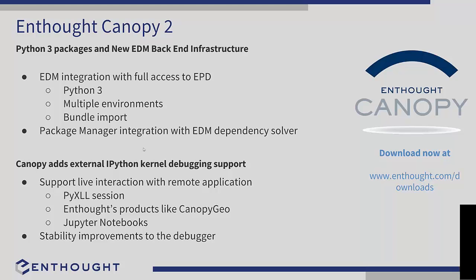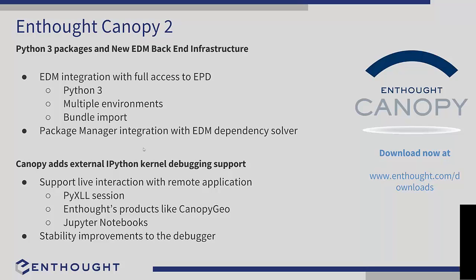Another more common use case would be debugging a Jupyter notebook. Jupyter notebooks are great, but for debugging, they're not exactly the right thing to interact with. So what you can do is connect your Canopy installation to the running notebook, and now you can start debugging or seeing what the variables are, which function is used, and those kinds of things. And finally, we also added some stability improvements to the debugger.